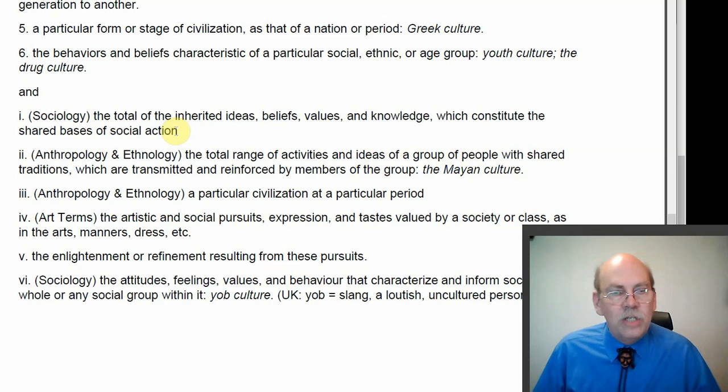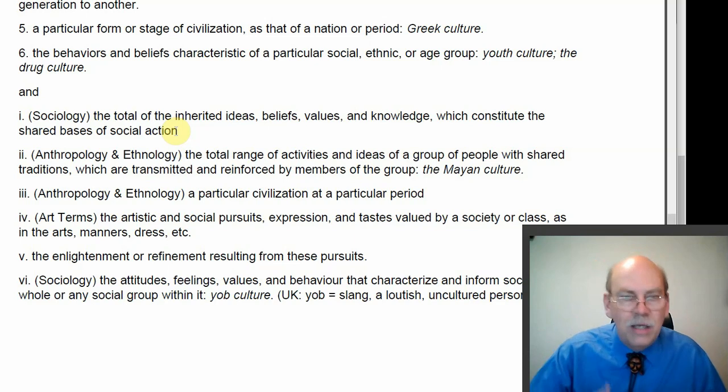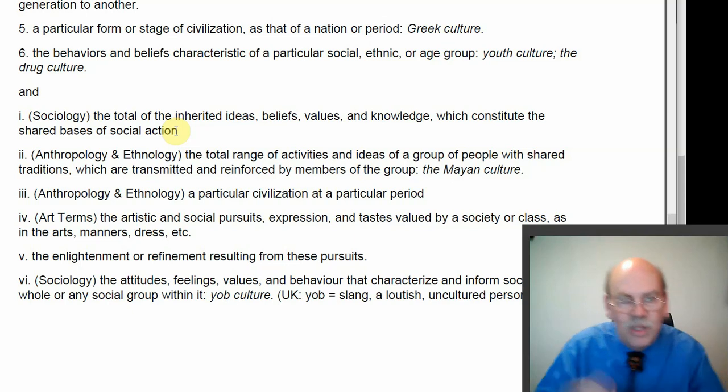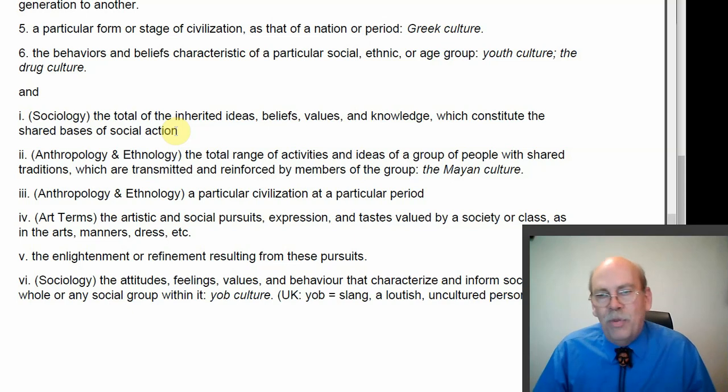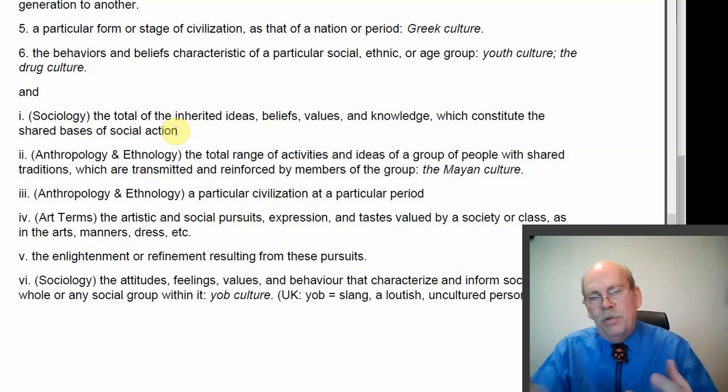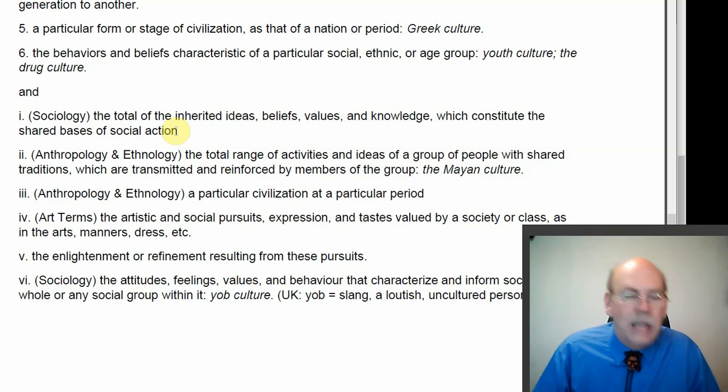And these traditions are transmitted, sent from one to the other, and reinforced, you should do this because we think so, by members of the group. Example, the Mayan culture. Anthropology and ethnology, a particular civilization at a particular period. Example, the Shilla culture.